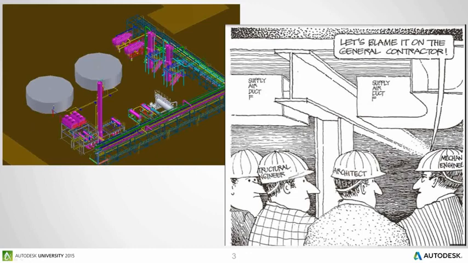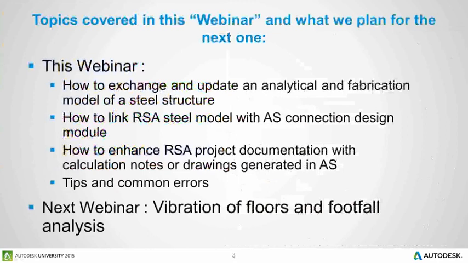In this webinar, we'll focus on bidirectional model exchange between Advanced Steel and Robot, as well as introduce the interoperability between Plant 3D and Robot. We'll also look at the connection design in Robot and in Advanced Steel and show the way of adding Advanced Steel output to RSA documentation. In the next webinar, we'll get you familiar with vibration of floors and footfall analysis.